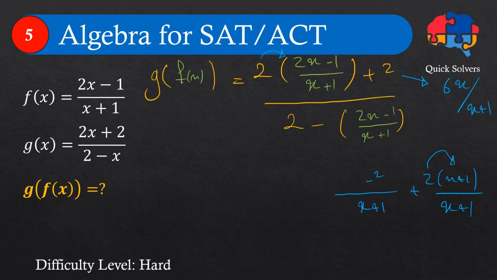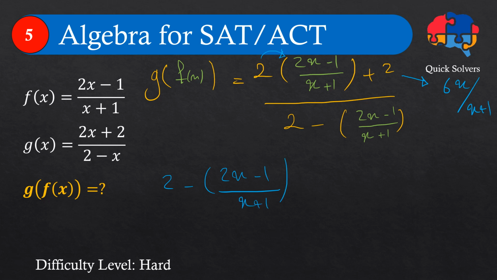And now it's time to go through the same process for the denominator. I mean, for this expression here. Well, we have 2 minus 2 times x minus 1 over x plus 1. We need to find a common denominator. Well, of course, this is 2 over 1. The common denominator between this and this is x plus 1. So this equals 2 times x plus 1 over x plus 1 minus 2 times x minus 1 over x plus 1.